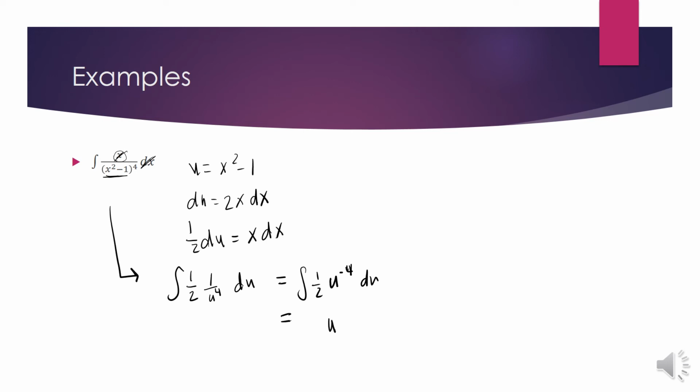Now comes the time where we integrate. So add 1 to your exponent, that makes it negative 3. Divide by my new exponent. So that would make our new coefficient negative 1/6, and let's not forget our plus c. And then for the final answer, we need to go back to x's. So (x squared minus 1) to the negative 3 plus c is going to be our final answer.